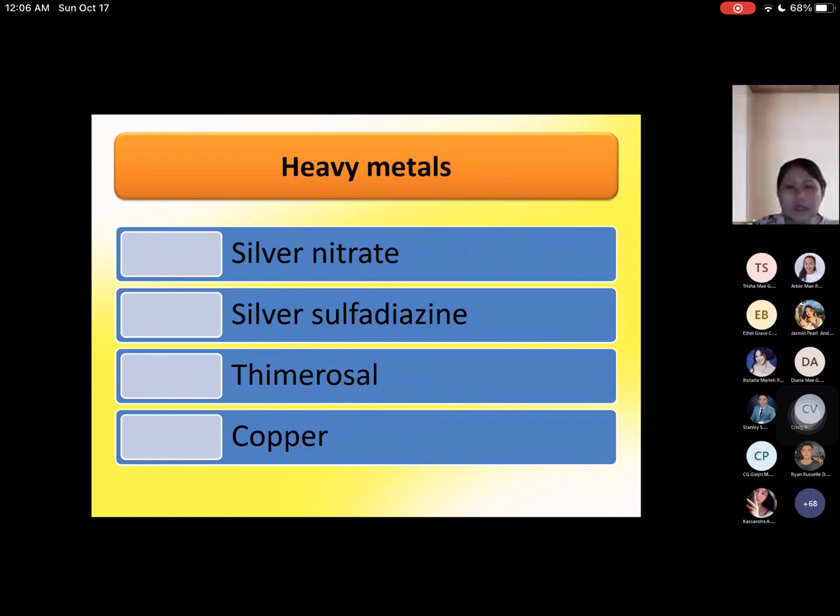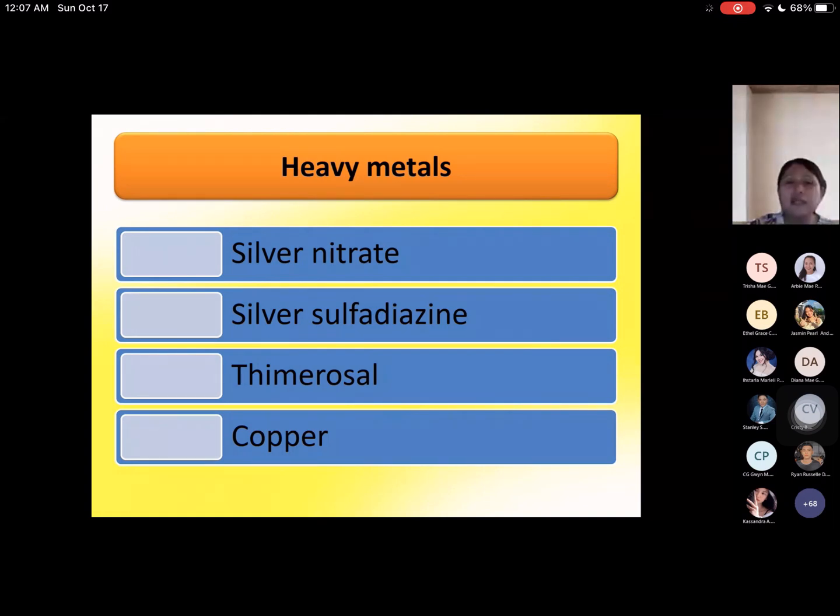The silver sulfadiazine is usually used for burns, as a topical cream for burns. We have a lot of this in our medicine cabinet: sulfadiazine, an anti-burn ointment, a topical cream for burns. It's also expensive. For 5 grams, it's usually 100 plus or 300 plus pesos, depending on the brand.